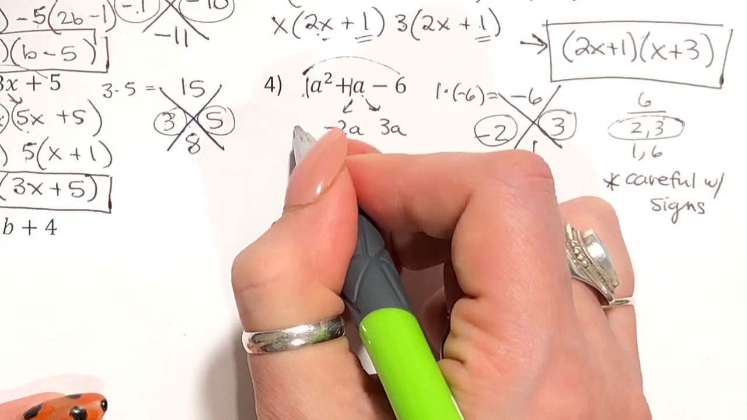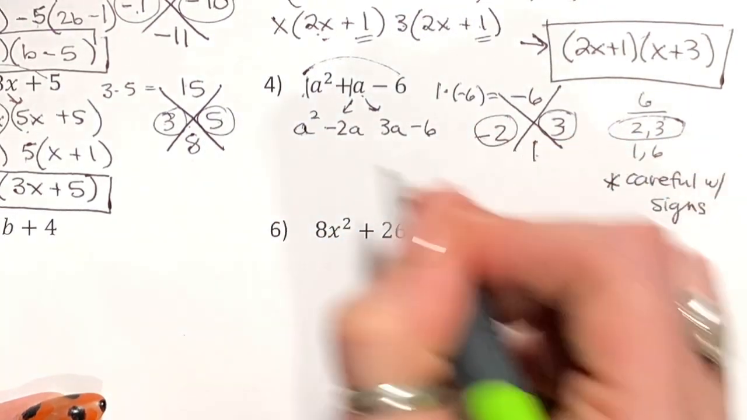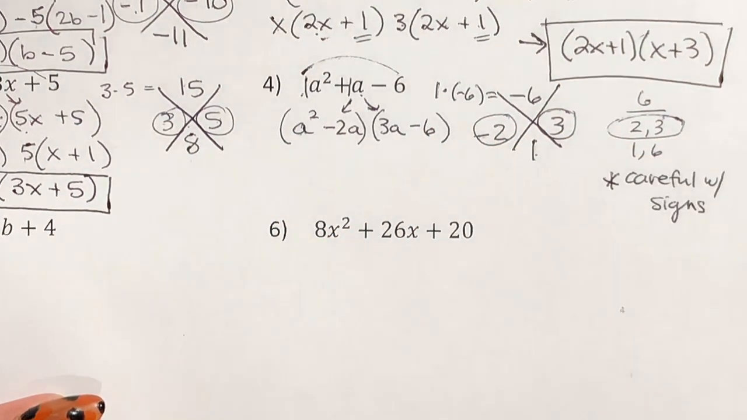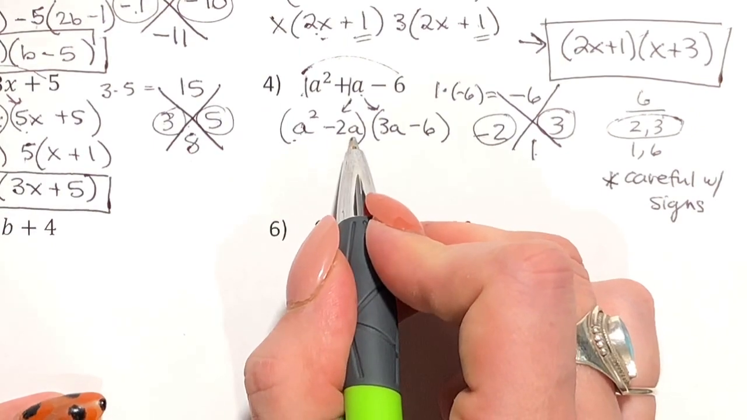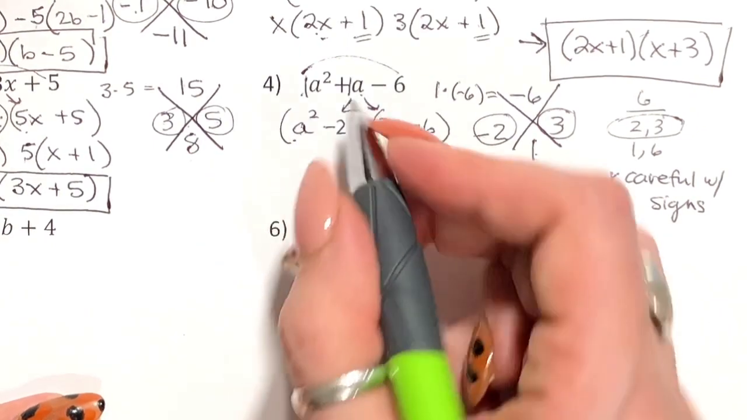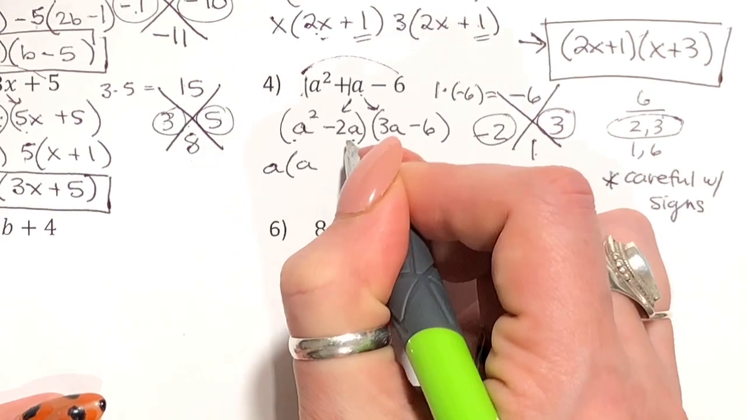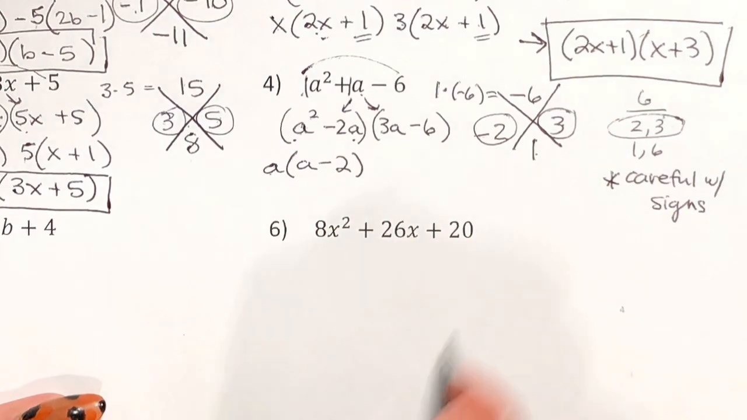We're going to keep the 1a squared. You can just write a squared if you want. And negative 6 in the back. And then we're ready to do our two groups of 2. So finding the greatest common factor for this group, a squared minus 2a. We can take an a out of each. A squared divided by a is 1a, and negative 2a divided by a is negative 2.